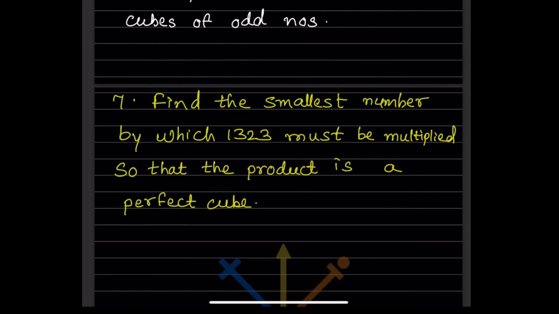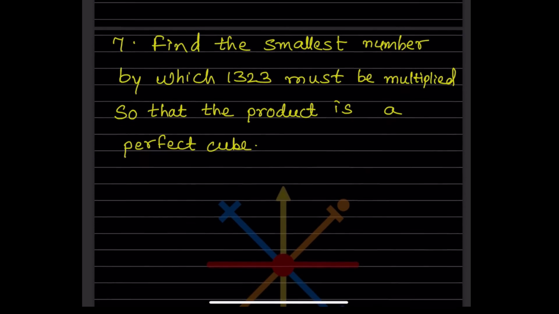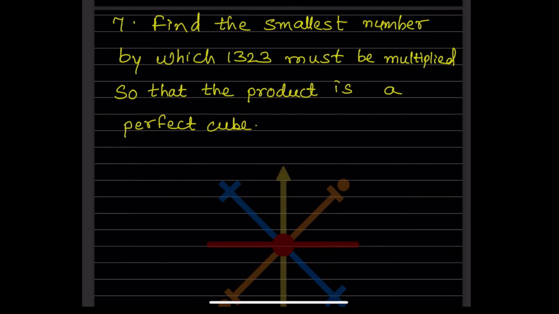So now the next one, find the smallest number by which 1323 must be multiplied so that the product is a perfect cube. So now what you have to do for this one, 1323 they said. Let us first find out the factors of 1323. So now this goes with 3.